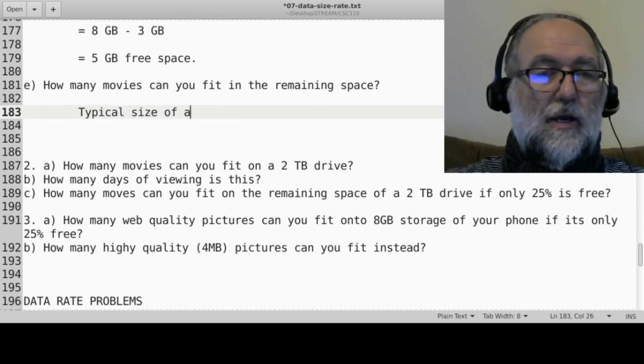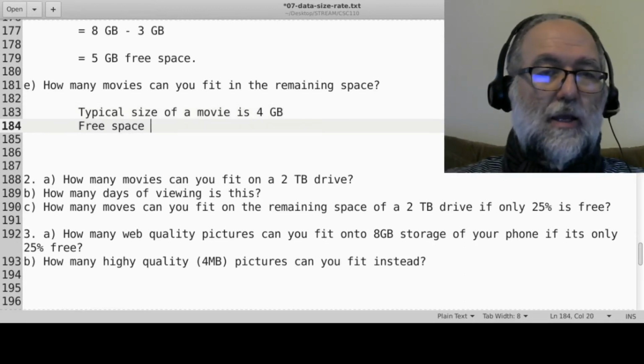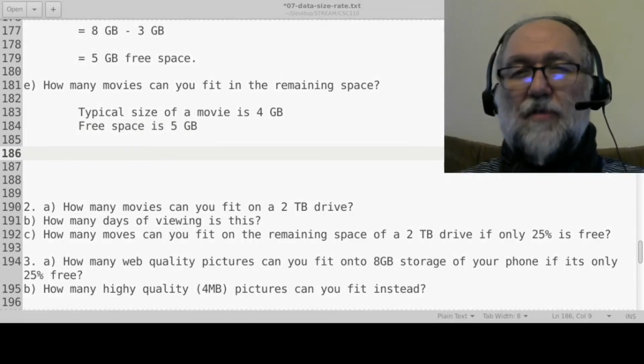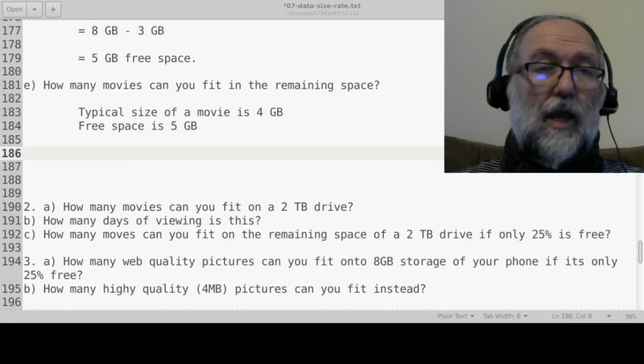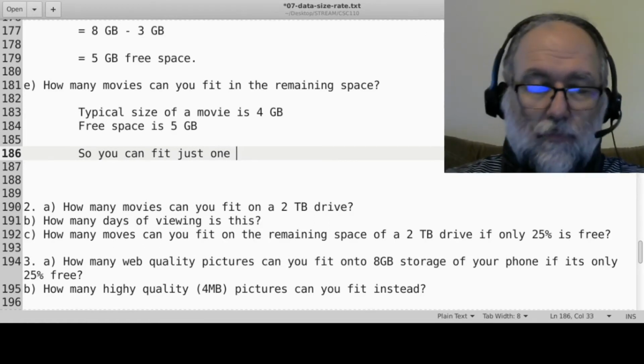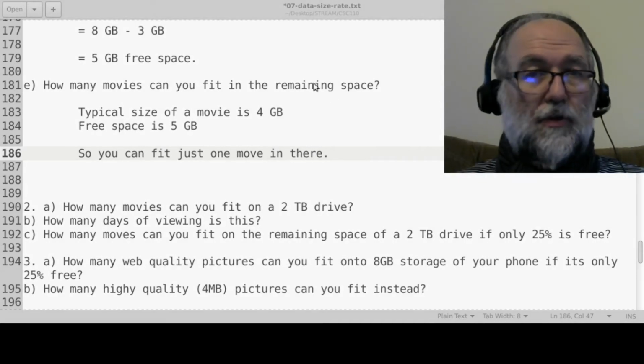Typical size of a movie is 4 gigabytes. Free space is 5 gigabytes. And I think it's pretty obvious that the answer is just 1. So you can only fit 1 in there. Just 1 movie in there. All right, and there you go.